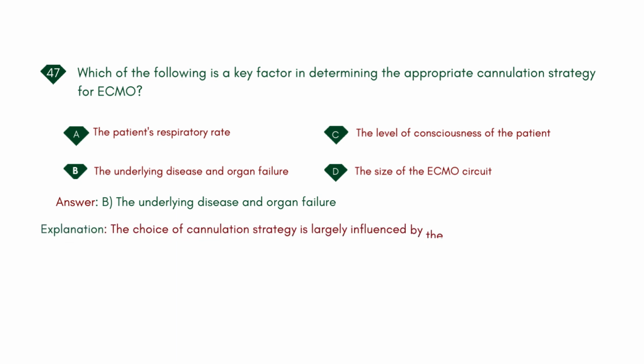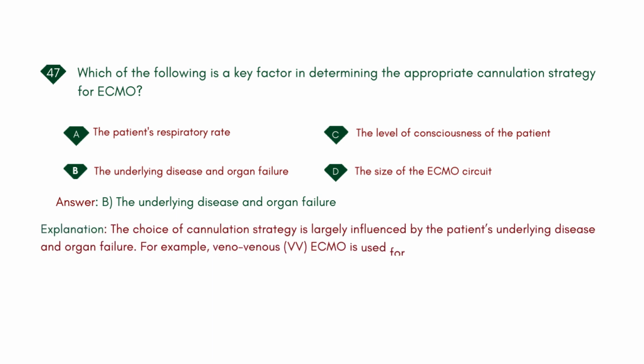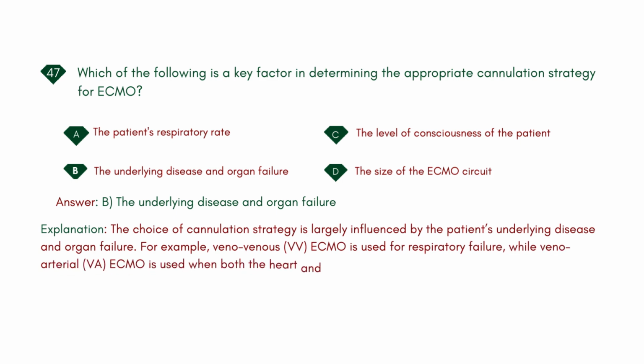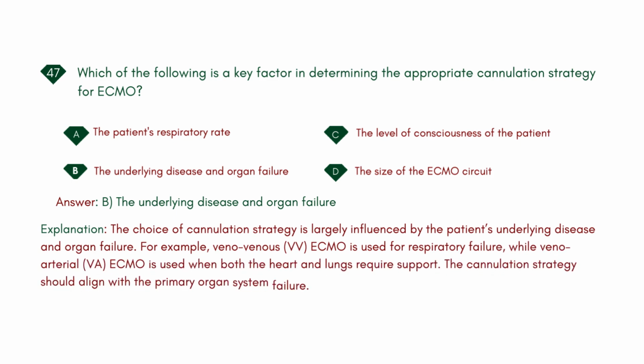Explanation: The choice of cannulation strategy is largely influenced by the patient's underlying disease and organ failure. For example, venovenous, VV, ECMO is used for respiratory failure, while veno-arterial, VA, ECMO is used when both the heart and lungs require support. The cannulation strategy should align with the primary organ system failure.